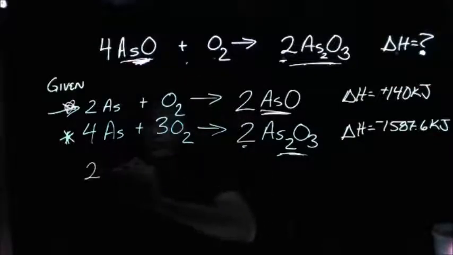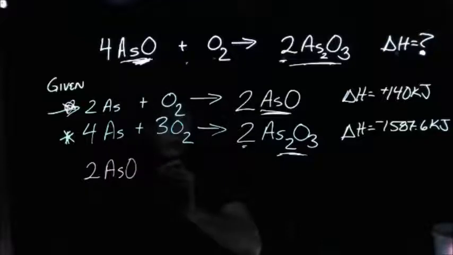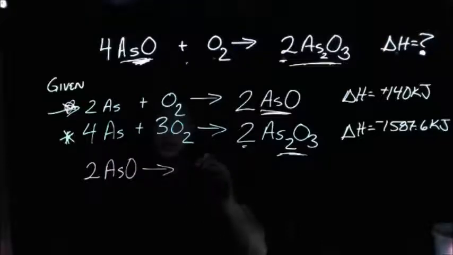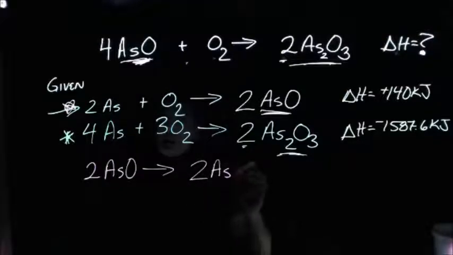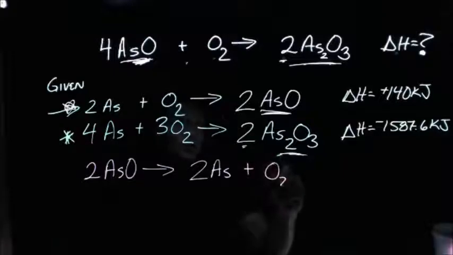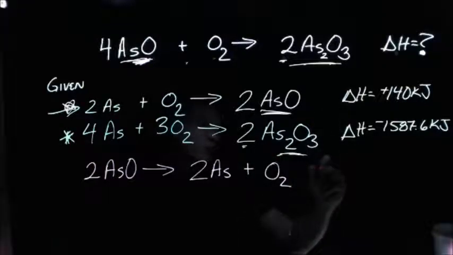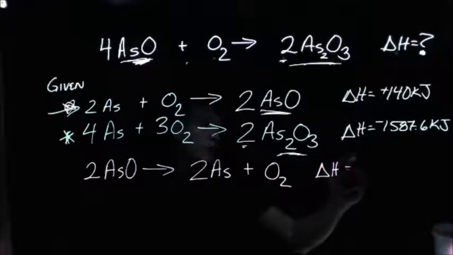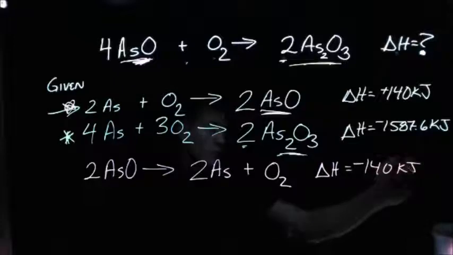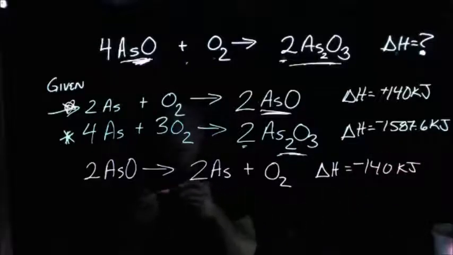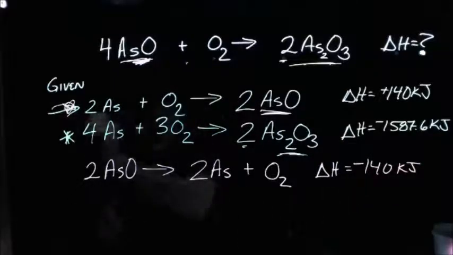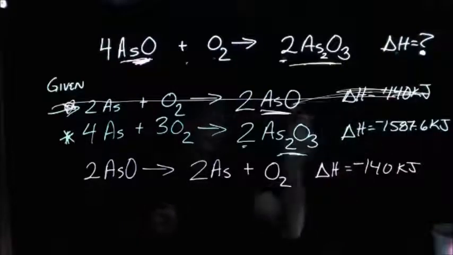So 2 AsO decomposes into 2 moles of arsenic plus a mole of O2, and since I reversed it, that would mean delta H is going to be the same number, but now it's going to be negative 140 kilojoules. So then we'll scratch that guy out.